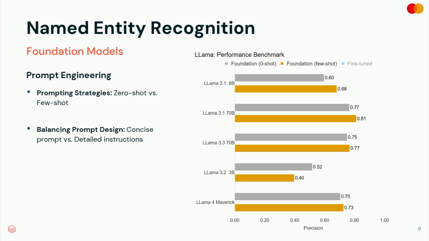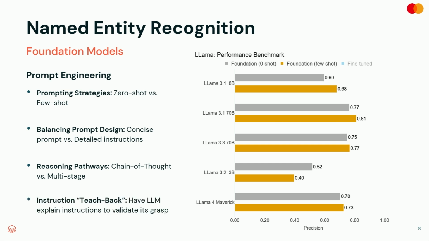Based on our experience, there are a couple of concepts that we follow when we are building the prompts. Concise prompt versus detailed instructions: based on our experiments, the longer prompts with detailed instructions yield better accuracy and more consistent results. When it comes to reasoning pathways, there are basically two main types that we considered. Chain of thought, in which you basically teach the model how it should think about your inputs and how you should lead the model to the expected outputs. While in the multi-stage approach, you break down your prompt into several smaller tasks. And then putting it all together.